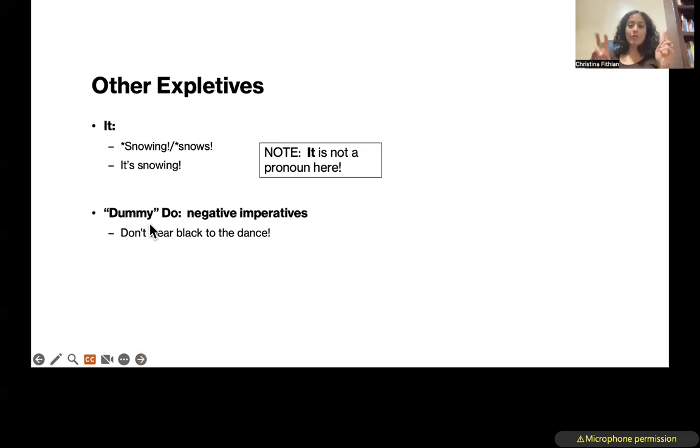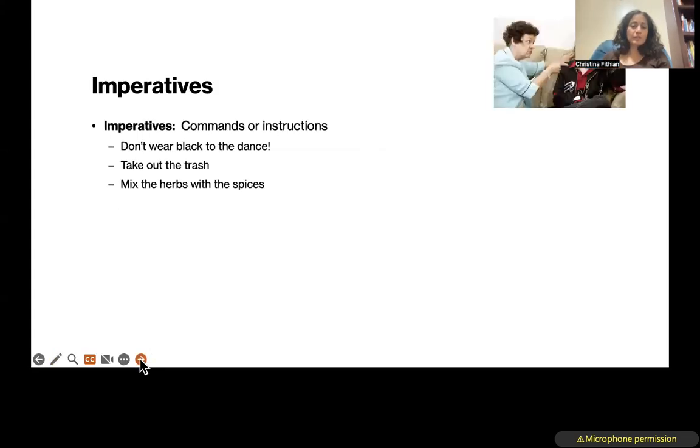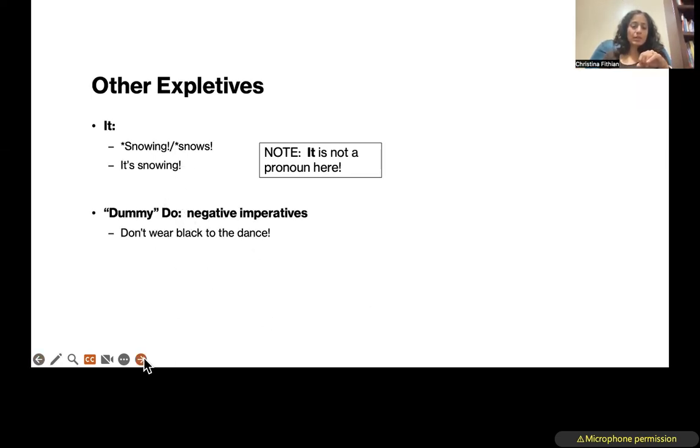We also have what's often referred to as dummy do in negative imperatives, which we're going to see next. Something like, don't wear black to the dance. Now, we've seen do a few different times. We've seen do as an auxiliary that we have to generate. And there is a difference between do as an auxiliary and do as an expletive. And I'll show you a couple example trees of that for the distinction. But first, we need to talk a little bit about imperatives, and then we'll return back to that previous slide and go back to this do idea.